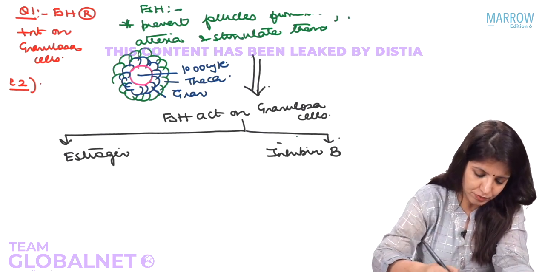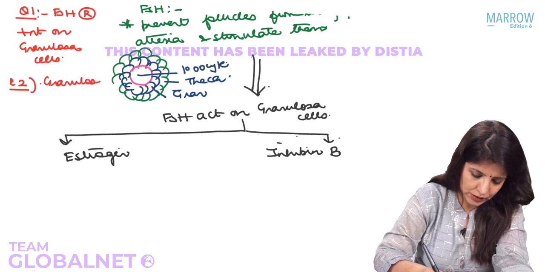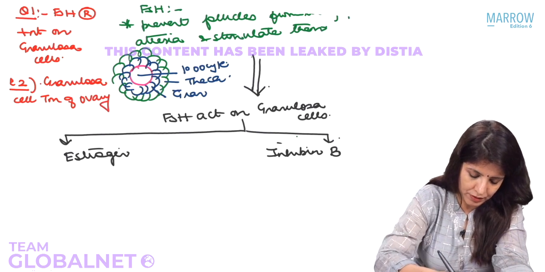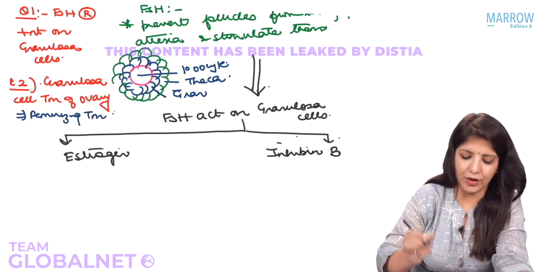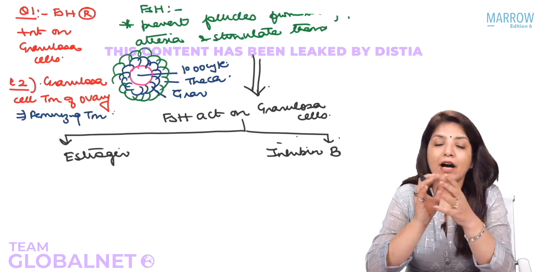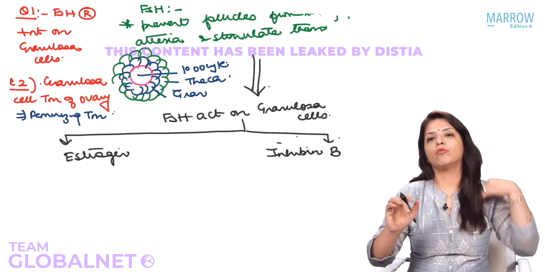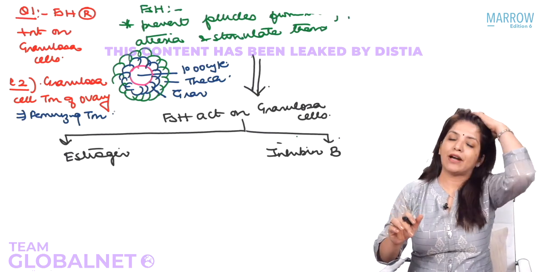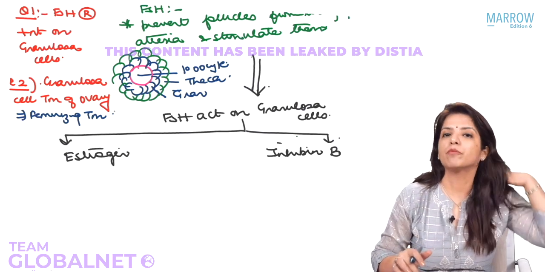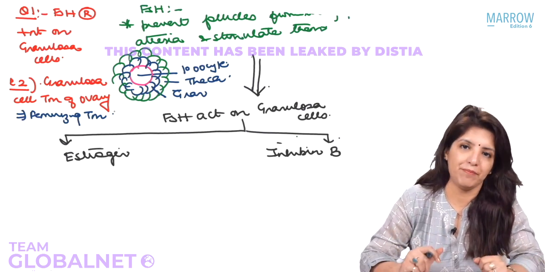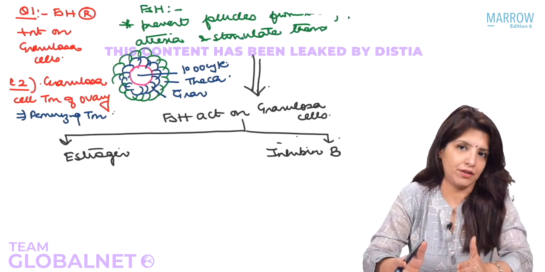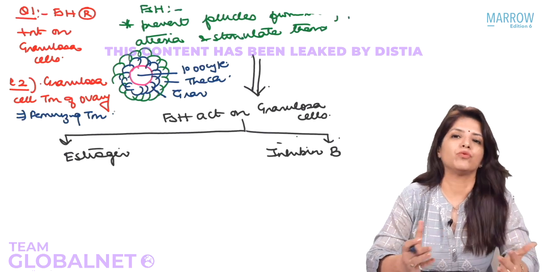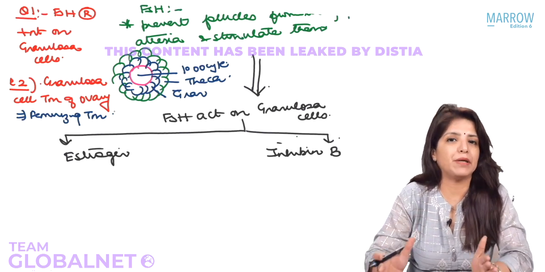So, question number 2. Granulosa cell tumor of the ovary, it is a feminizing tumor, right? Now, apart from producing estrogen, what other hormone is being produced by granulosa cells? The other hormone being produced by granulosa cells is inhibin B. So if I ask you what is the tumor marker for a granulosa cell tumor of the ovary, you will say, ma'am, the tumor marker is inhibin B.